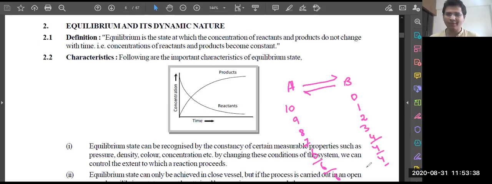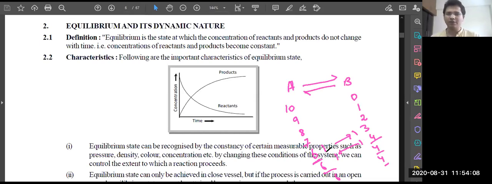Can you tell me what will be the meaning of this? It means that after this point, 1A is changing into 1B. At the same time, 1B is changing into 1A. Yes or no? One atom of A is changing into B, as well as one atom of B is changing into A. Right? Yes, everyone? Okay? It means the rate of change of A to B as well as from B to A is the same.